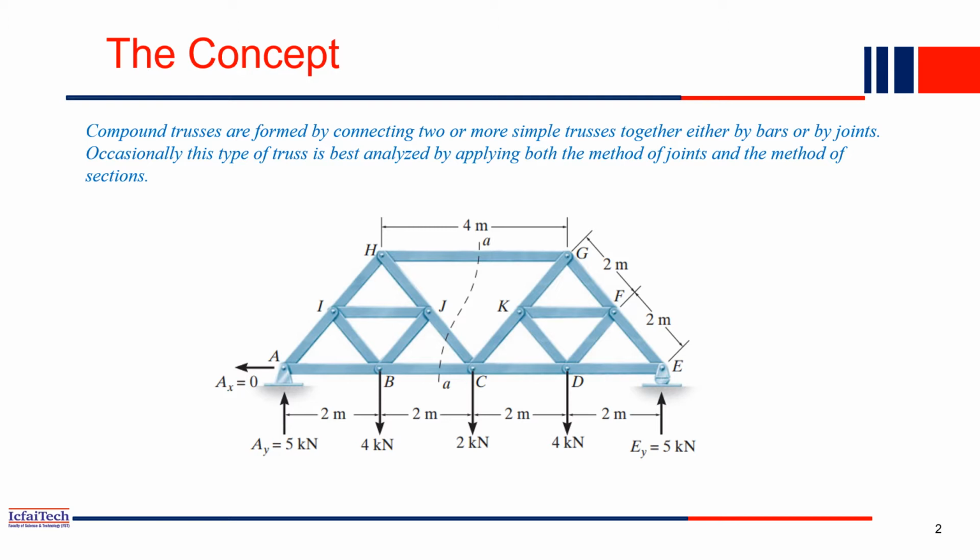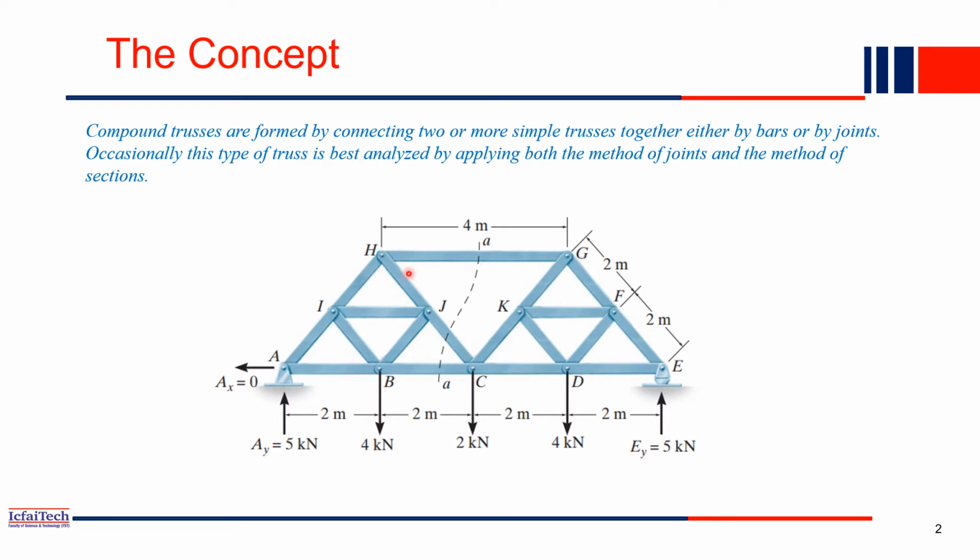If you see this, this portion is one simple truss, and this side is another simple truss. So basically, two simple trusses are connected through a joint. This is one simple truss and that is another simple truss. Both trusses are connected through joint C and this bar HG. So that's about the compound truss, right?